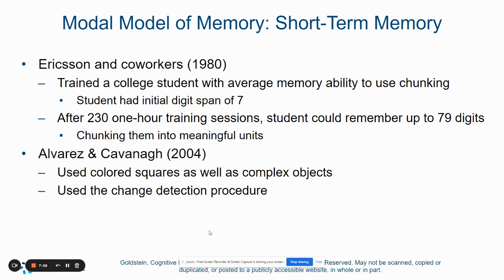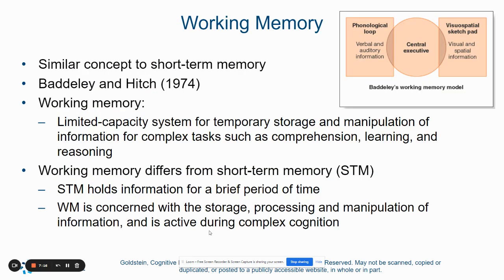Then in 2004, Alvarez and Cavanagh did another research study where they used colored squares as well as complex objects, and they used the change detection method to see if those things could be remembered as well.